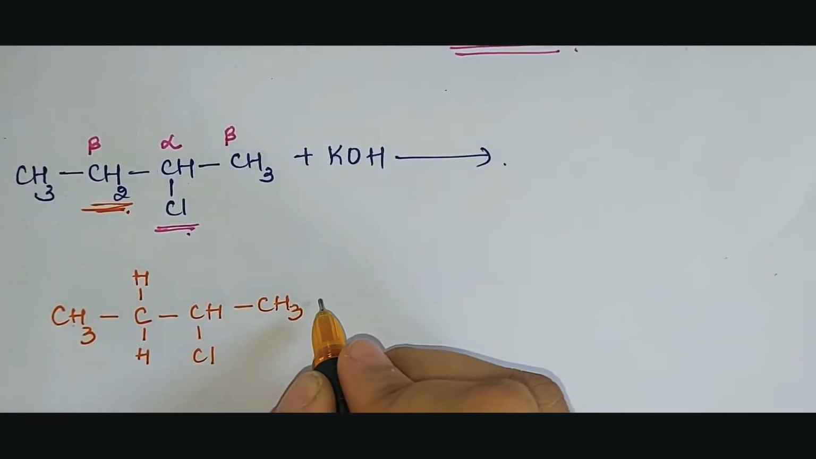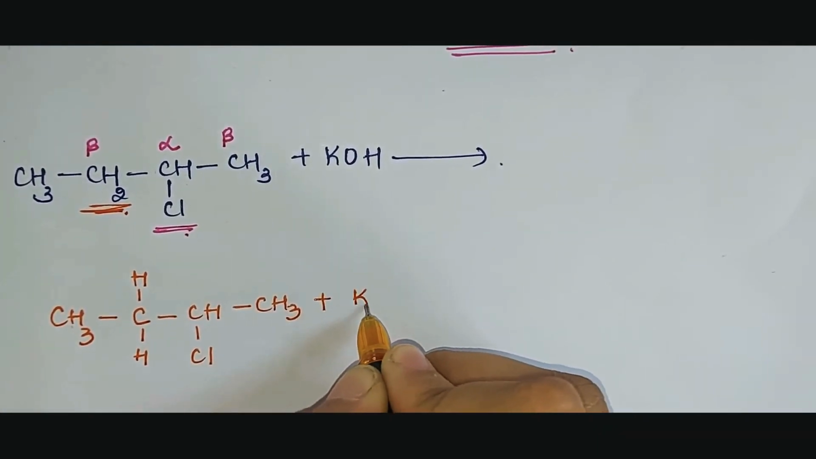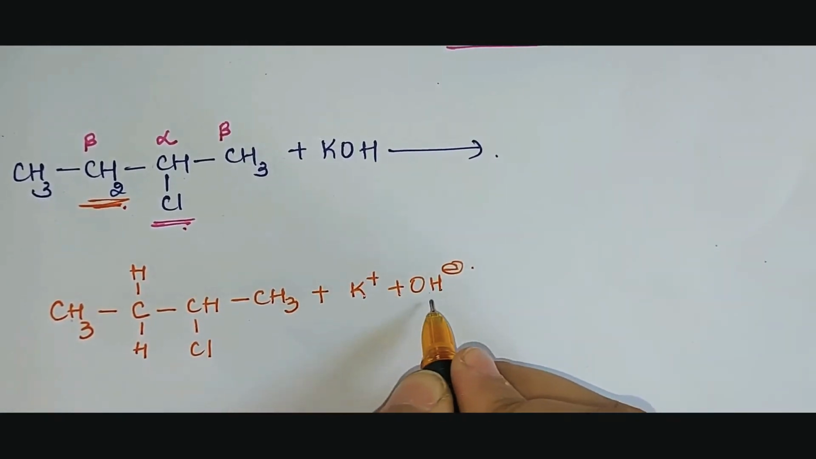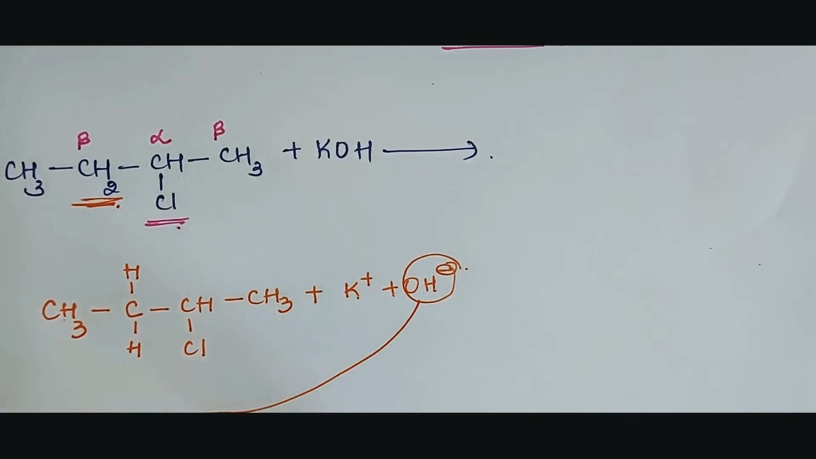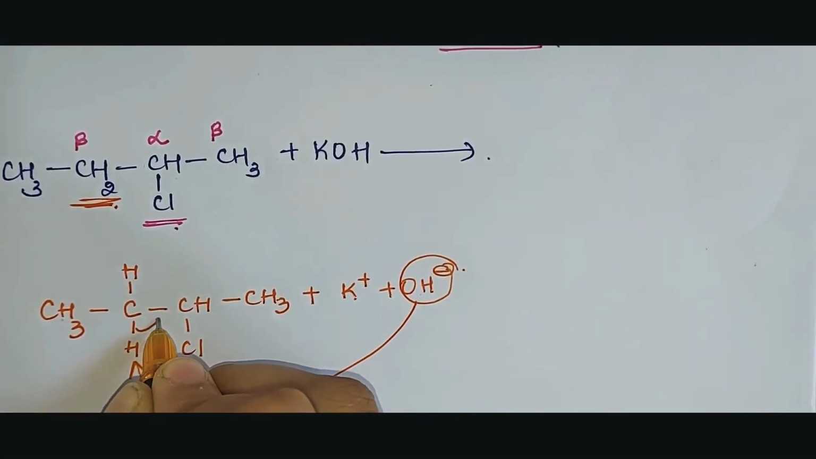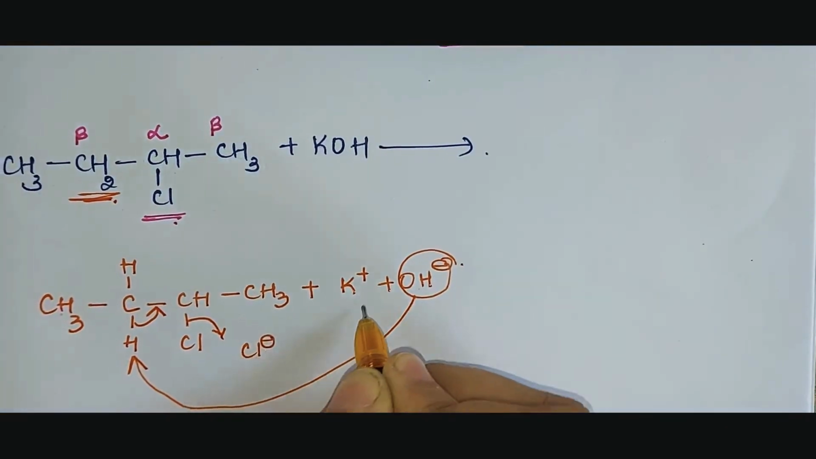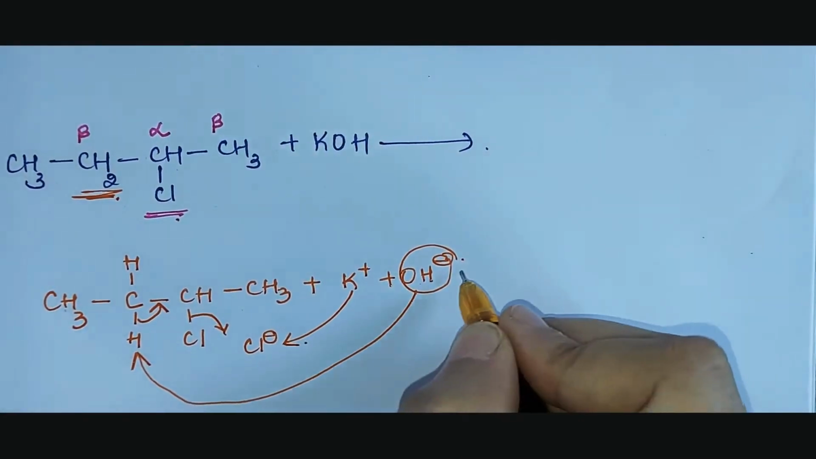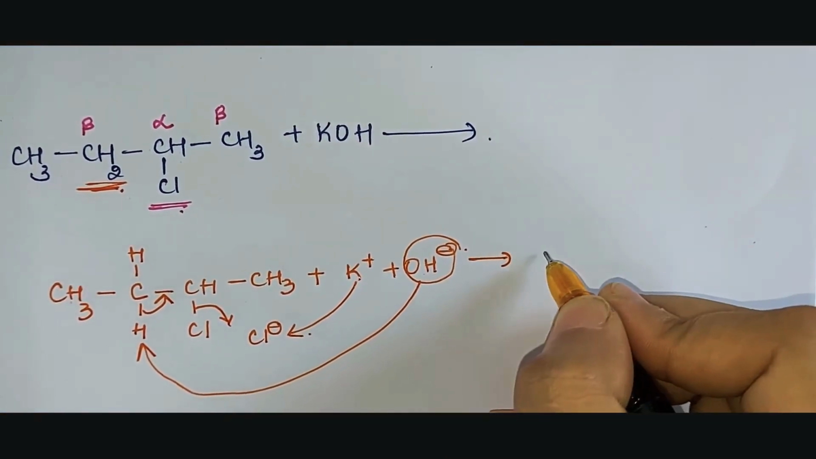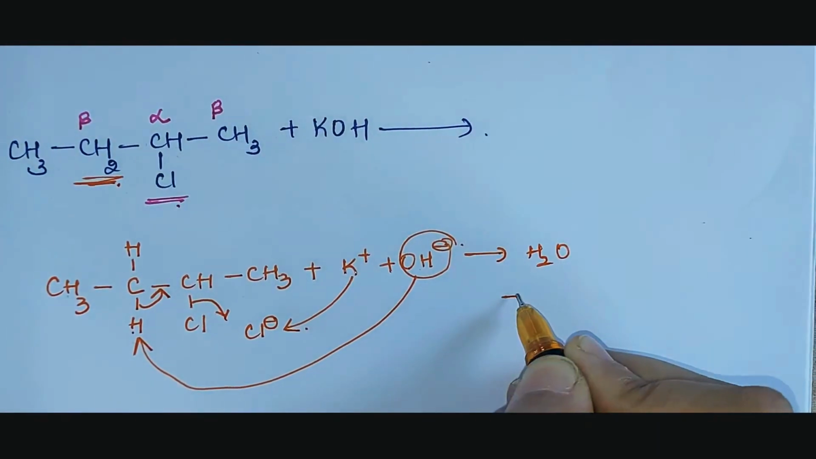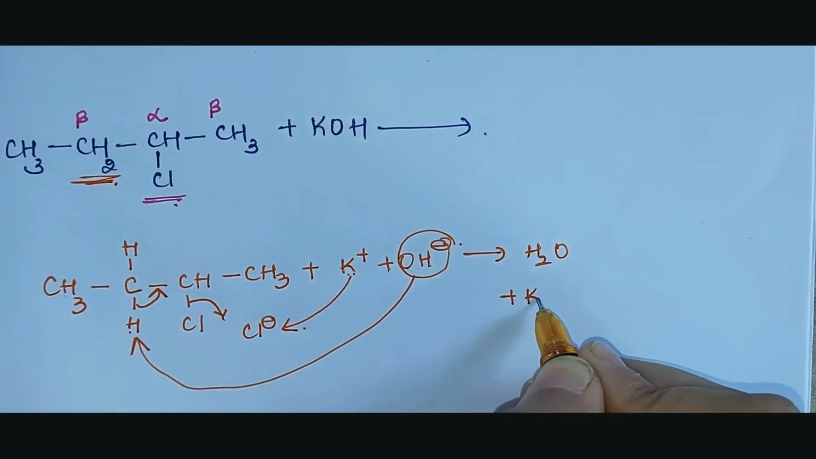Plus KOH. So KOH we can write as K plus and OH minus. Why? Because it is an aqueous potassium hydroxide solution. So OH minus will give its electron pair to beta hydrogen. It will give the electron pair to the carbon, and Cl is eliminated in the form of Cl minus. So what are the possible products obtained here? K plus will react with Cl minus. Since OH is giving its electron pair to hydrogen, we get H2O. K plus and Cl minus will form KCl.